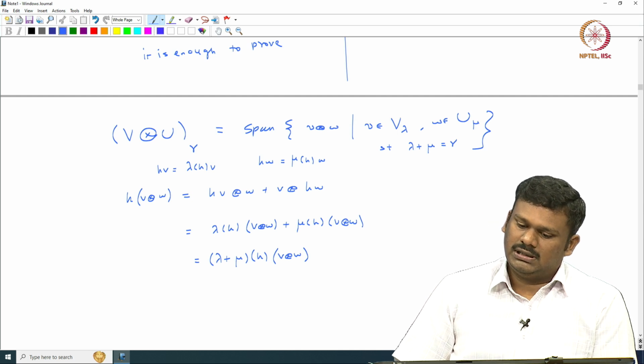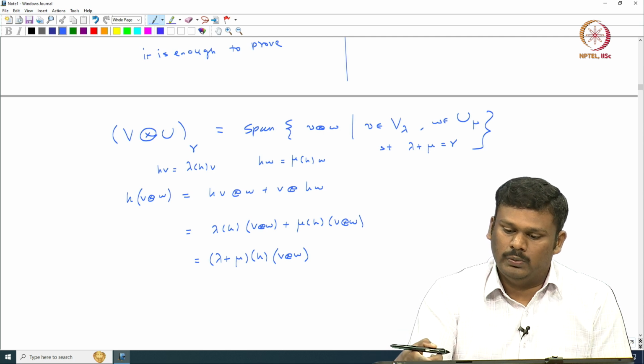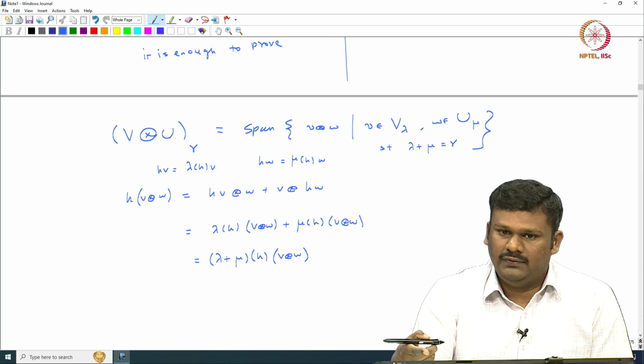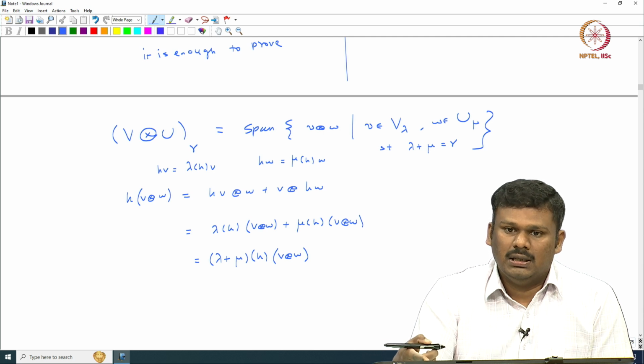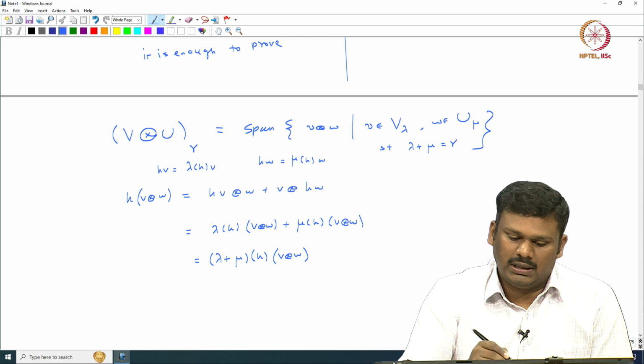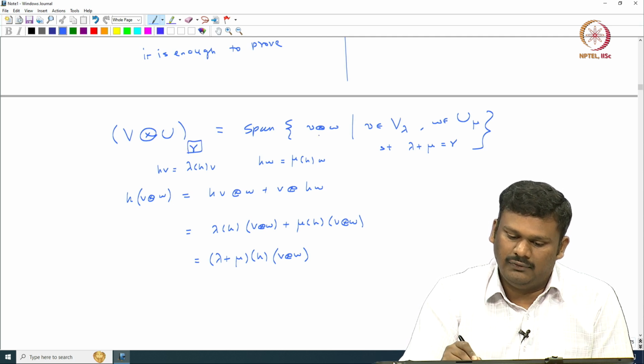Now, since V is a direct sum of V lambda and U is a direct sum of U mu, if you choose a basis of V that comes from the bases of the weight spaces V lambdas, and similarly you choose a basis of U which comes from the bases of U mu's, then the tensor product of those will give you a basis of your V tensor U. So, in particular if you look at the gamma weight space, that is going to be just a span of all these tensors.